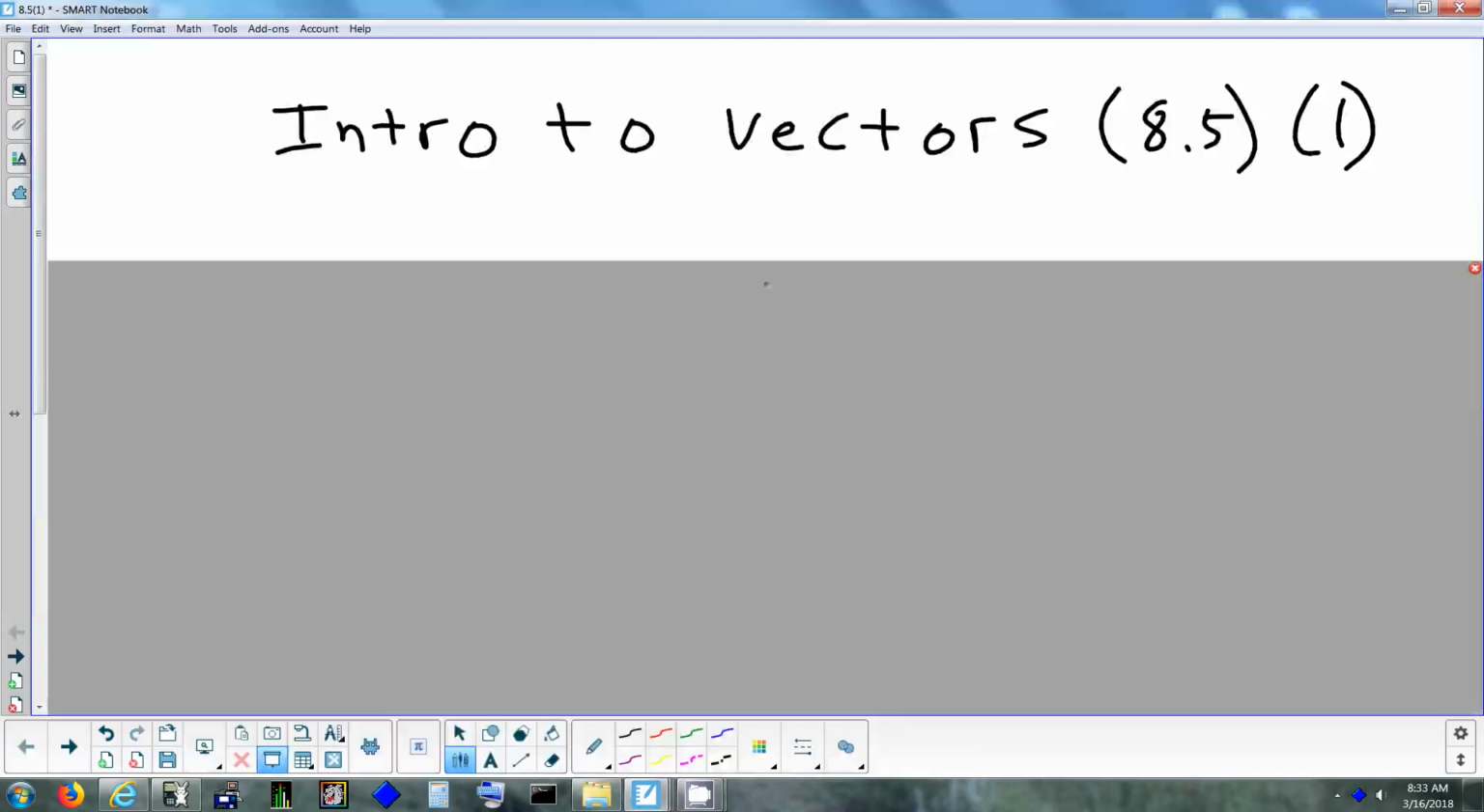All right. So next section is 8.5. It is totally different than 8.4. It has absolutely nothing to do with what we did in 8.3 and 8.4. It's on vectors.